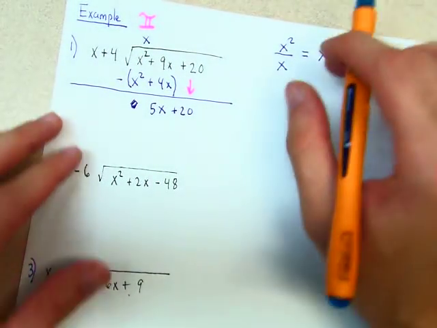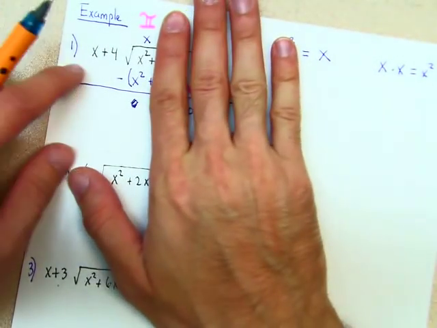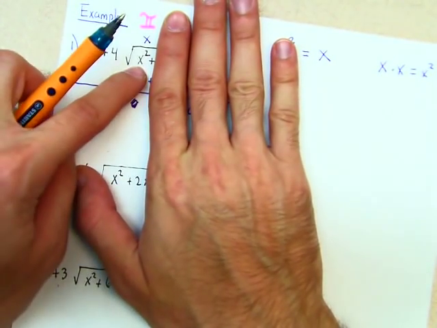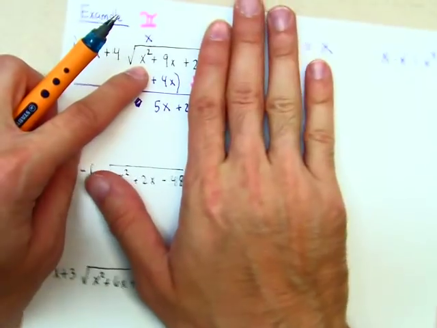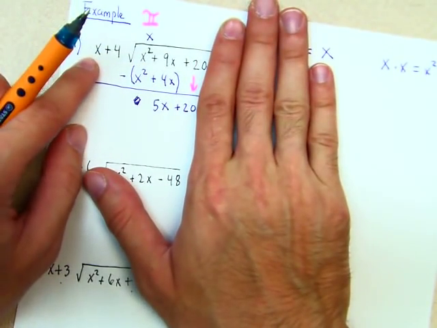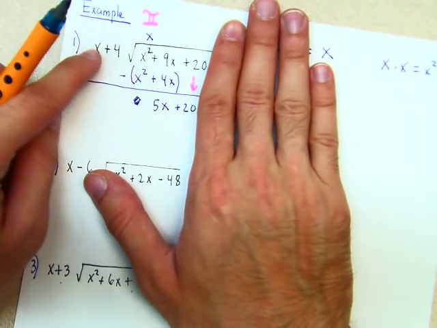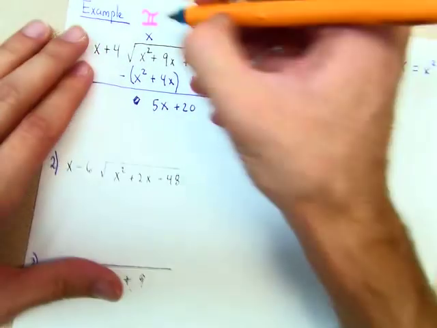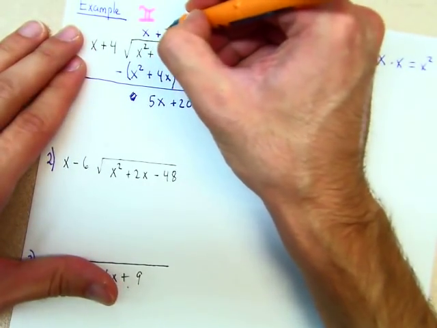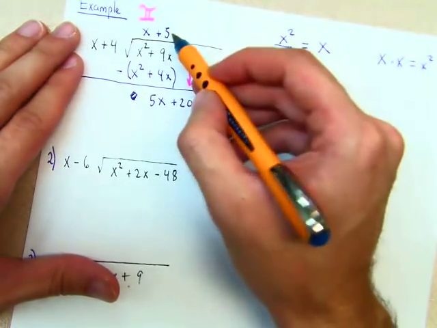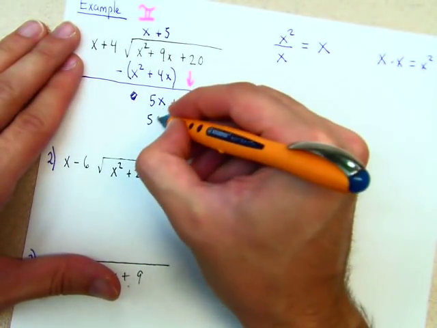Now, the same way we asked ourselves how many times does x go into x squared, we're going to ask ourselves how many times does x go into 5x? Okay? And that is plus 5 times, because 5 times x is 5x.